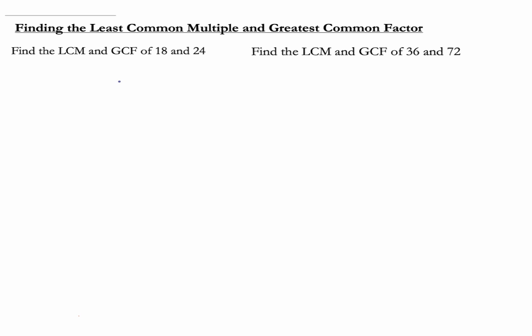For both of these, I'm going to be using the ladder method. So let's begin. I have to find the LCM and the GCF of 18 and 24. Because it's the ladder method, it looks like I'm going to be using a ladder, and we're going to be using prime numbers and dividing. What is the smallest prime number that would divide 18 and 24? Both of these are even numbers, and even numbers are divisible by 2. And we all know 2 is a prime number. 2 goes into 18 9 times, and 2 goes into 24 12 times.